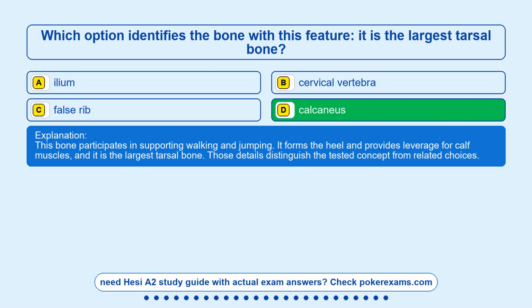This bone participates in supporting walking and jumping. It forms the heel and provides leverage for calf muscles, and it is the largest tarsal bone. Those details distinguish the tested concept from related choices.